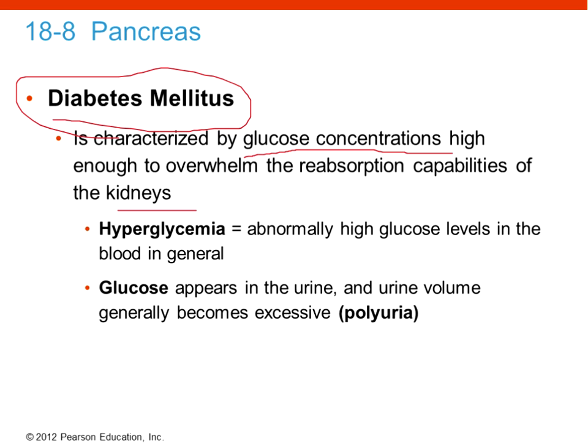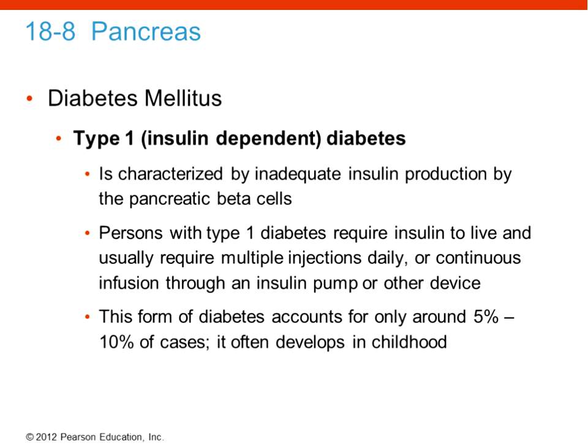And when you pee all the time, you're going to dehydrate. When you dehydrate, you're going to be thirsty. So the kid gets really thirsty. So excessive thirst and excessive urination are, unfortunately, hallmarks for a kid, for instance, that has diabetes, because their body is trying to filter out and get rid of all of this excess sugar.